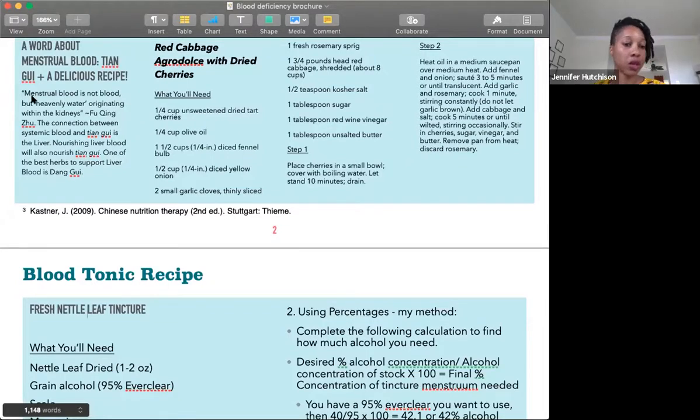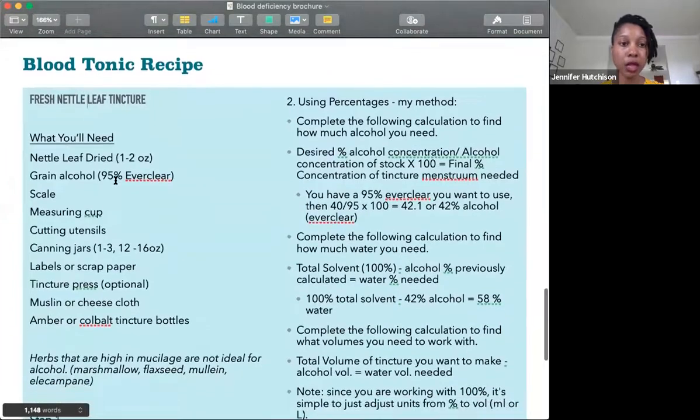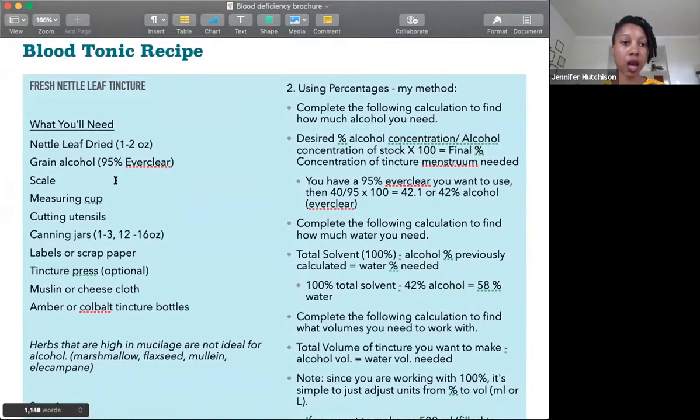Because we have to do the tinctures. I'll leave this for you to read about menstruum blood, because it's interesting to think about menstruum blood versus regular blood. There's a little bit of a difference in Chinese medicine. Okay, let's really quick go through the blood tonic recipe, and then we'll do it in my kitchen.